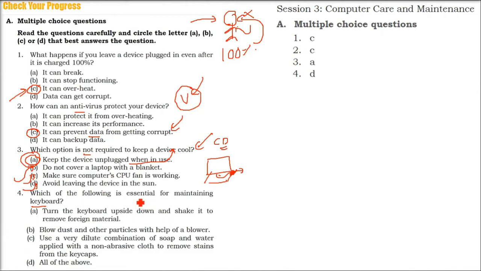Just turn it upside down and gently give it a tap. So all the crumbs and material will come out. If you have a blower, then you can just blow the dust out, and you can use some cleaning agent, but don't use it directly on the keyboard. Do use it on a cotton, very soft cloth, and it should be non-abrasive. Then you can clean it gently, not very hard. So all of the above is the answer.